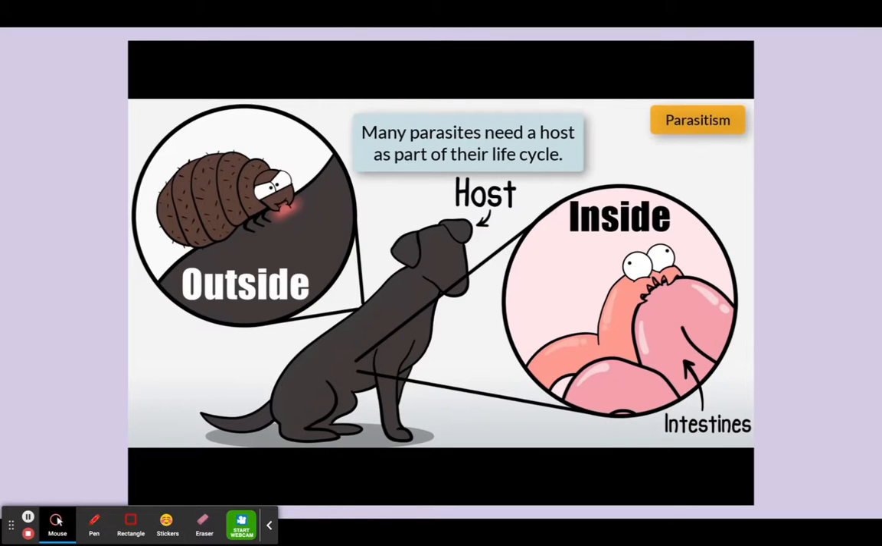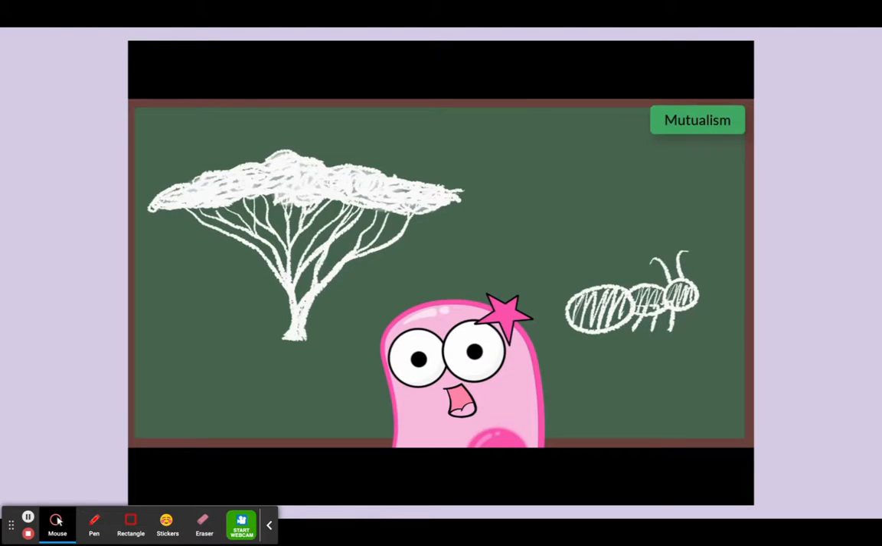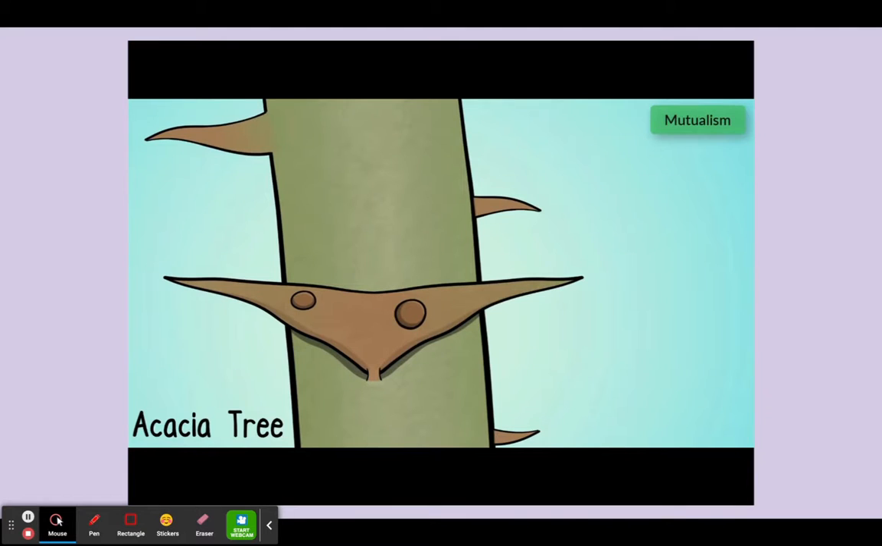They can live inside or on their host. Mutualism is an example of a symbiotic relationship where both organisms involved benefit. You really need to look up a video about acacia ants and acacia trees because this is a fascinating example. See, some species of acacia trees form these hollow thorns which provide housing to acacia ants. Some species even provide a nectar for food for these ants.